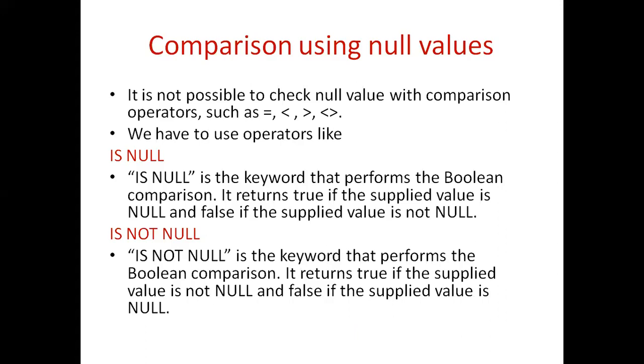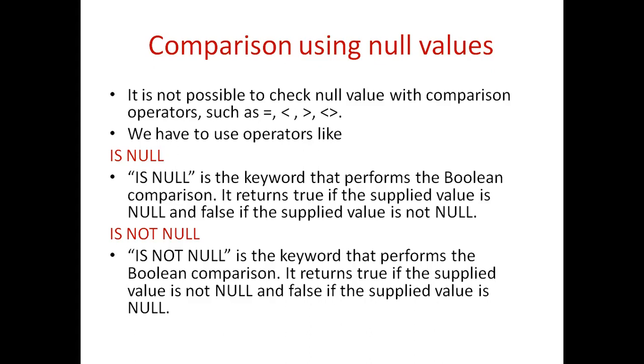Now, how to compare using the null values? We have already seen some of the comparison operators, like arithmetic operators: equal, greater than, less than, right? It is not always possible to check the null values with the help of the equal symbol or greater than symbol. We cannot give a query like select asterisk from student table where middle name is equal to null. I can't give that. If I give that as a query, equal to null, it doesn't give you the output, or it doesn't display the records.